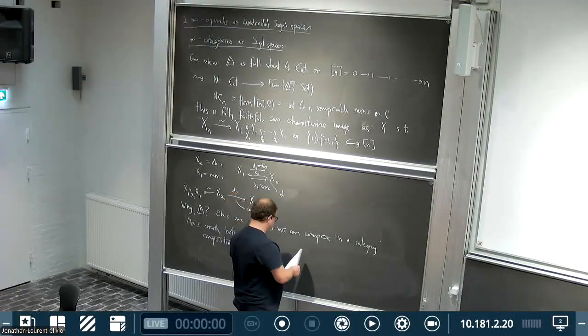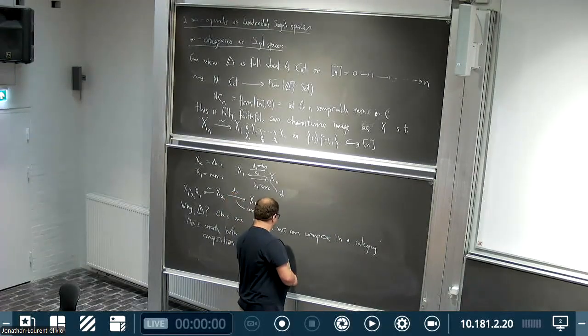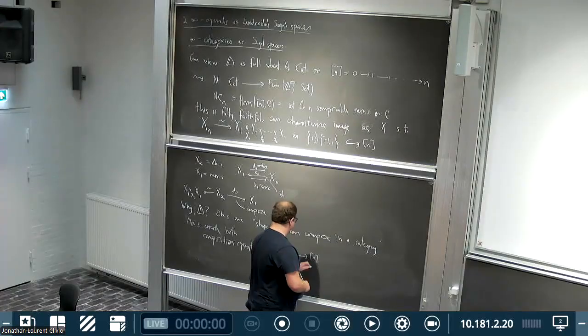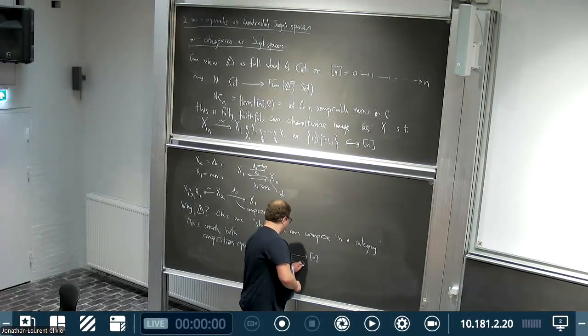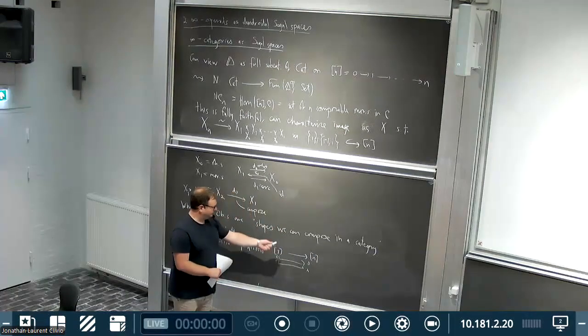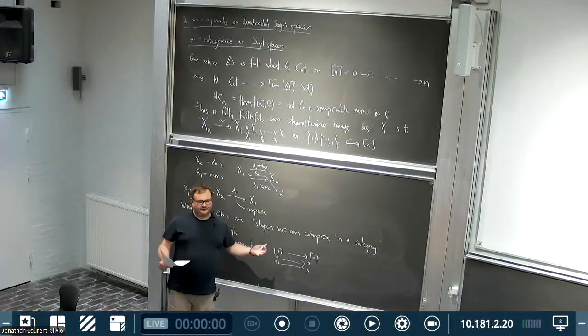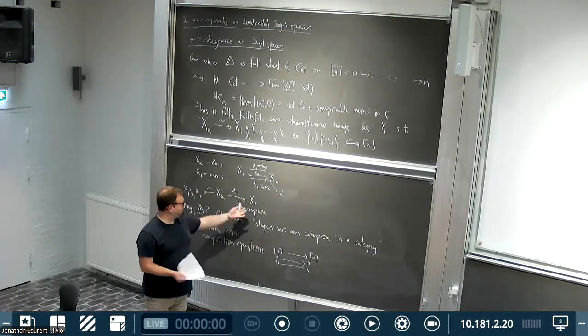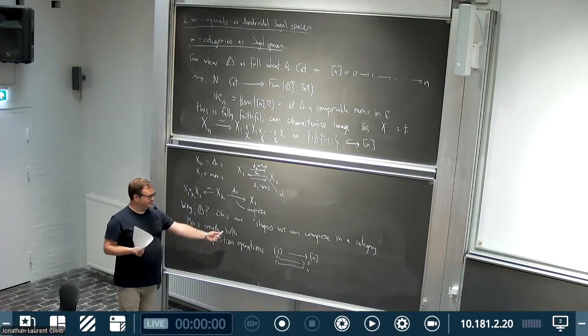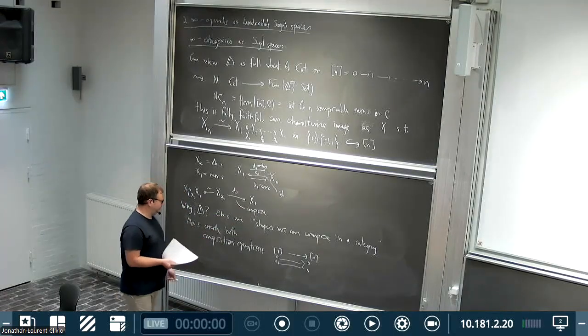For example, we have the map from [1] to [n], sending 0 to 0 and 1 to n. If I use the nerve along that, I get a map of sets that tells me how to compose my string of n morphisms to get a single one.